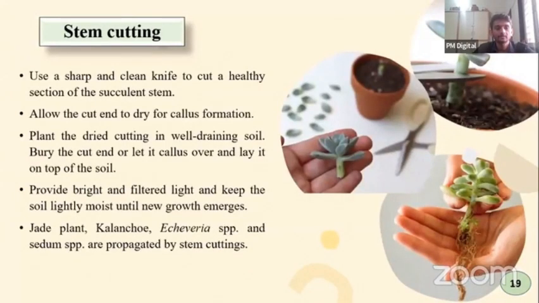Next is stem cutting. It is the same as leaf cutting, but the difference is we are taking a portion of the stem. The further process of the propagation is similar to leaf cutting, but the main advantage of stem cutting is we can prevent the plant from root rot. In this picture, you can see that we are cutting with scissors from this plant, and it is helpful to prevent root rot in the succulent plant.